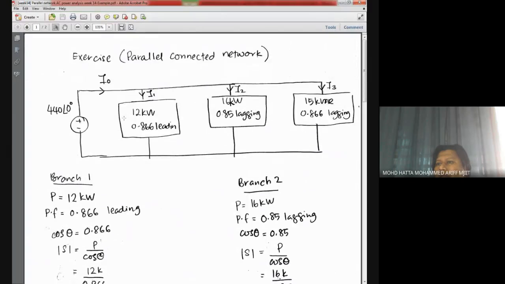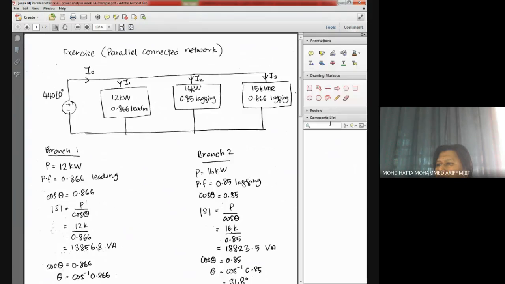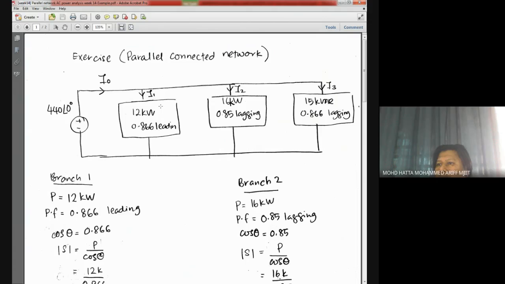Now, consider this is our parallel connected network. The first branch is 12 kilowatt with the power factor 0.866 leading. We have 16 kilowatt. Here we have 15 kVAR. Okay, maybe I comment this. This one is P1. This is P also, but here we have P2. And this is Q, or Q3.